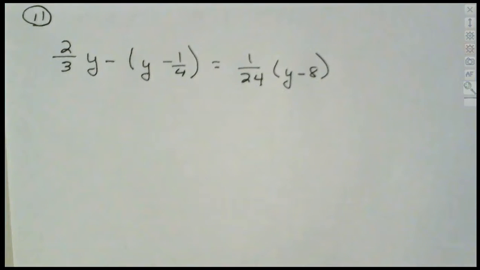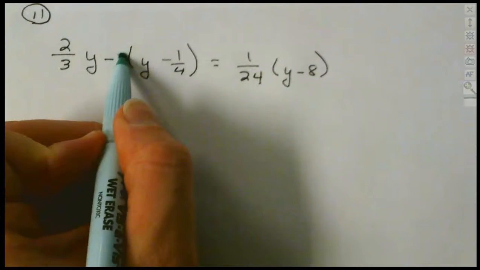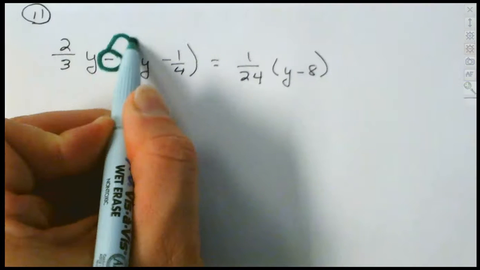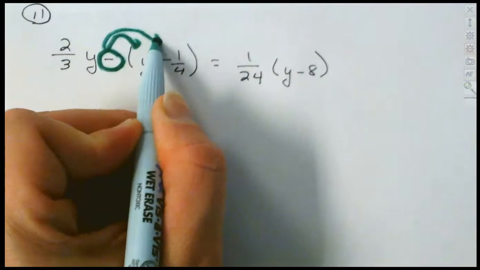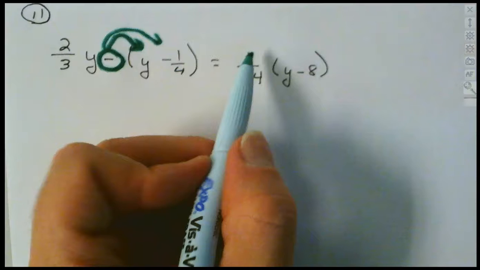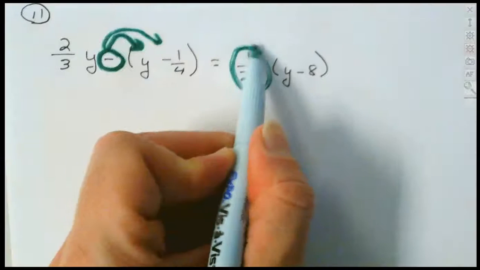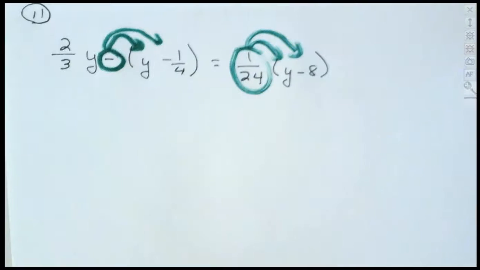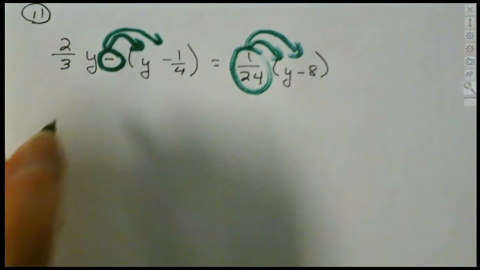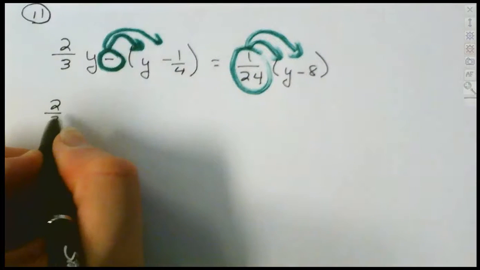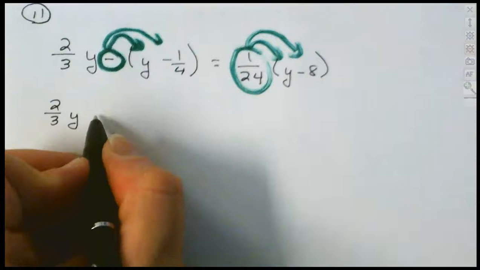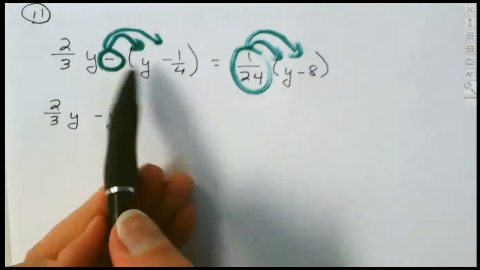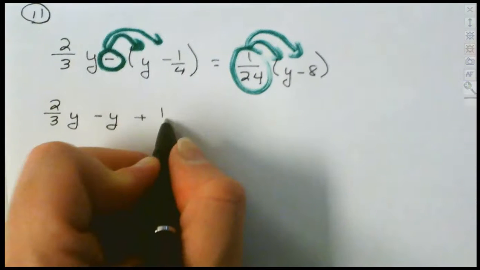Okay, so let's see what we can do here. Well, first thing, before we clear out fractions, the very first thing we have to do is deal with these parentheses. So before we clear those fractions, deal with those parentheses. So now we're left with 2/3 y. We've got a minus y. Negative and negative makes it a positive 1/4.